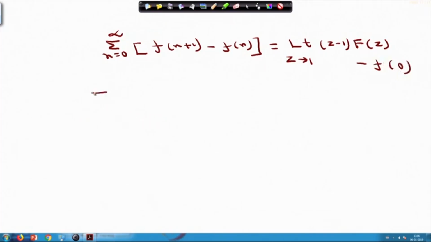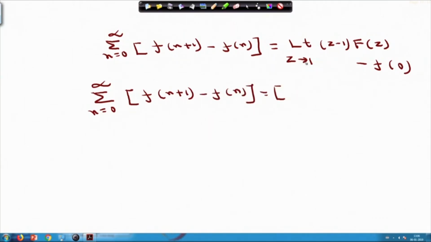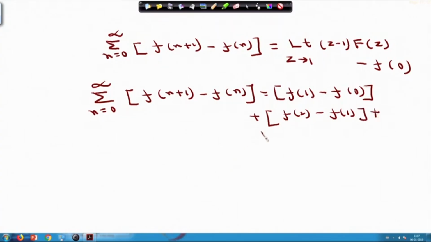Now, if you see what you are getting, the summation n equals 0 to infinity of f of n plus 1 minus f n, as z approaches 1, is nothing but f 1 minus f 0 plus, if I just expand this summation, f 2 minus f 1, then plus f 3 minus f 2, and like this way it will continue.